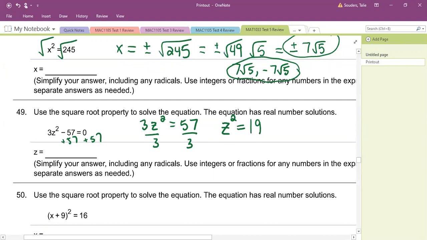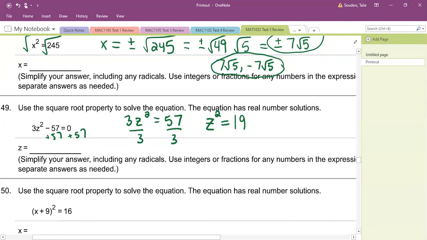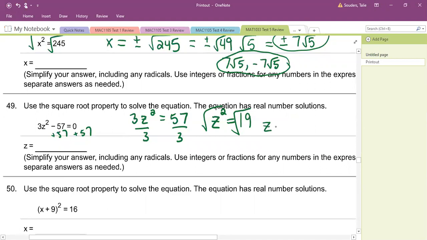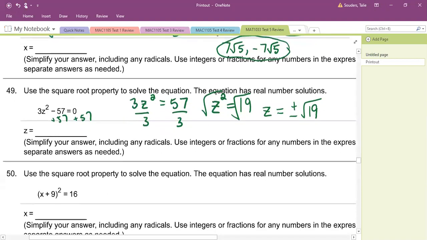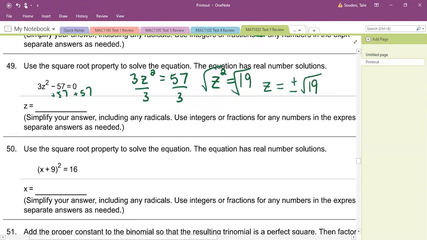And now how do we solve for z? If z squared equals 19, how do we solve for z? Take the square root of both sides. And what does that give us? Plus or minus radical 19. Exactly. Nice job.